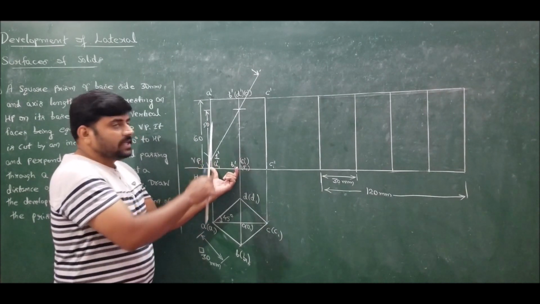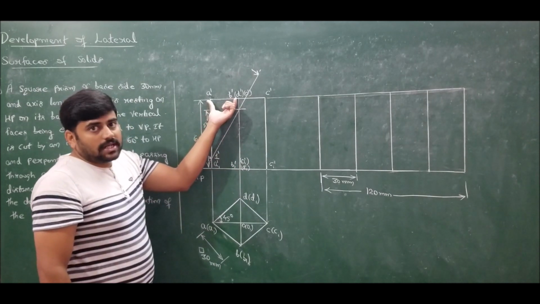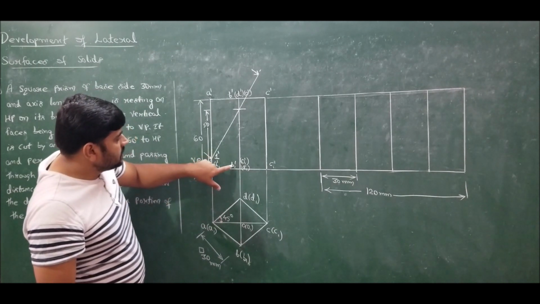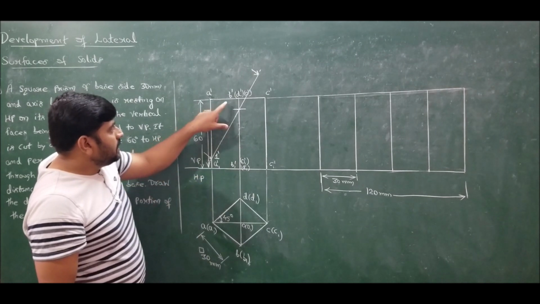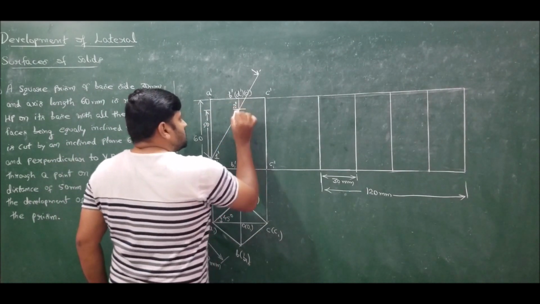It is not intersected by the cutting plane, leave it. A dash B dash is here, that is also not intersected by the cutting plane, leave it. Next, move for B. The longer edge is B1 dash to B dash. Is it cutting by the cutting plane? Yes, it is cutting by the cutting plane here. So mark it as 2 dash.